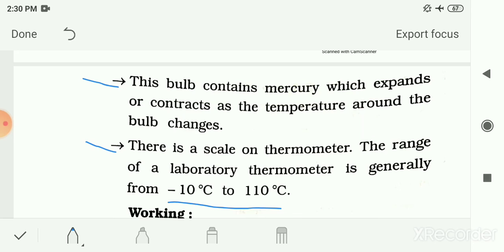The construction is mostly the same as the clinical thermometer, but one difference is there: the kink is not present in the laboratory thermometer, whereas the kink is present in the clinical thermometer. So now let me see its working.